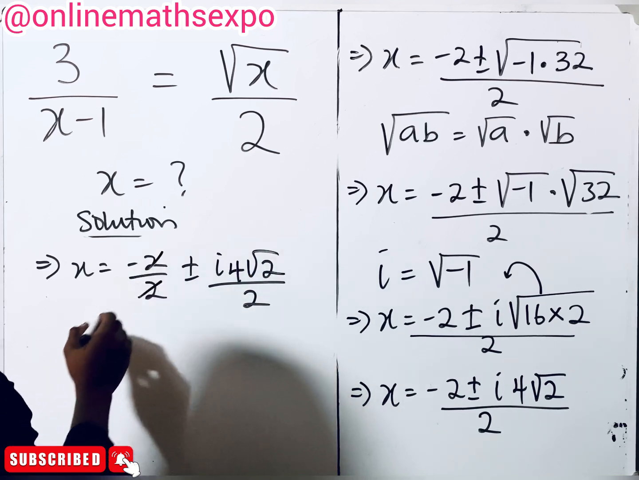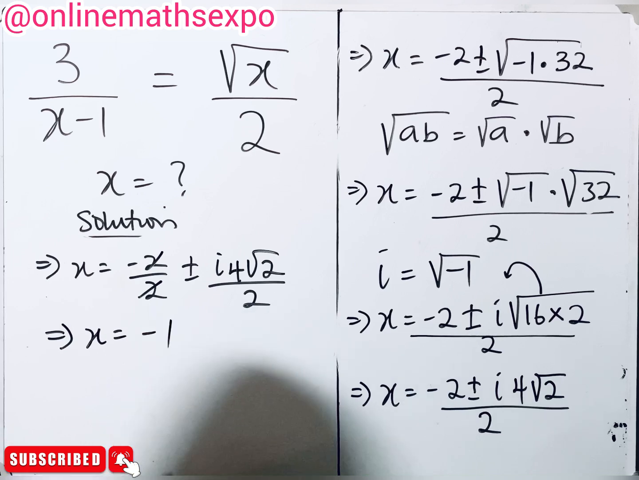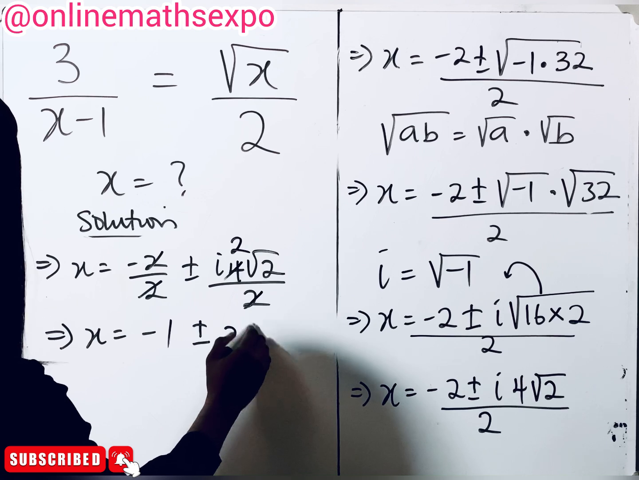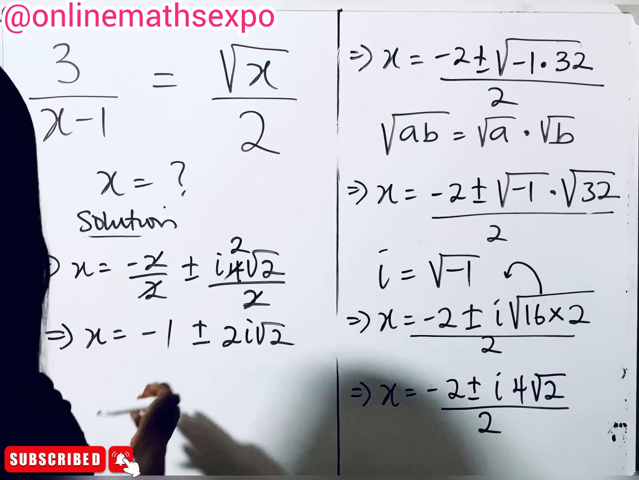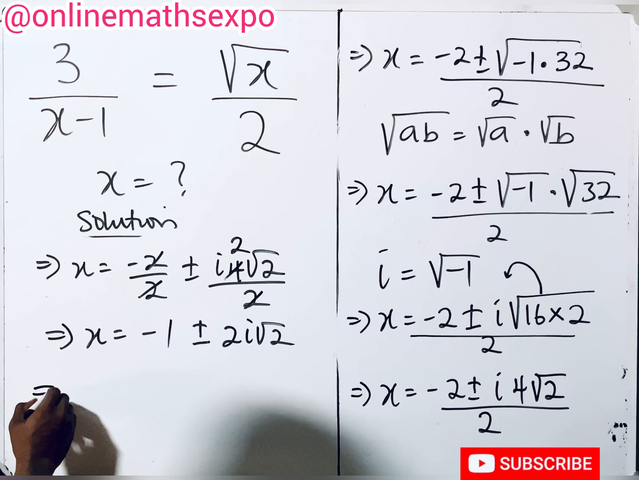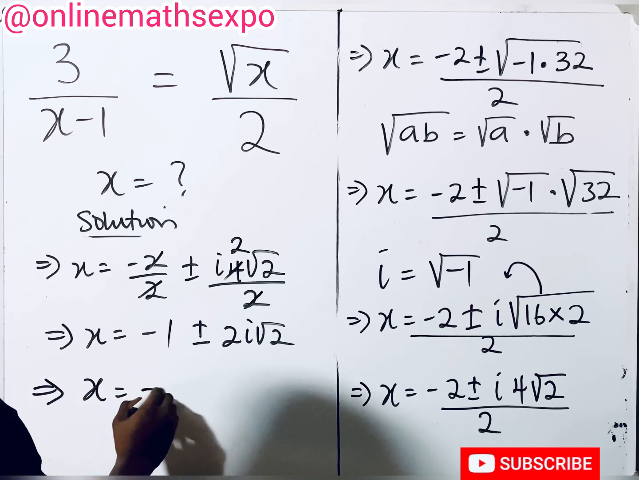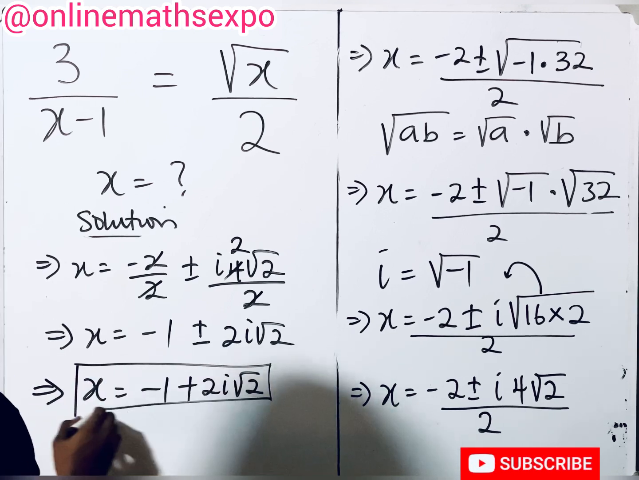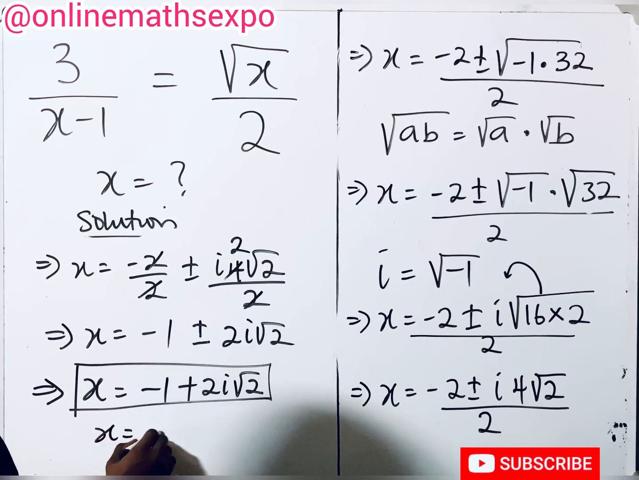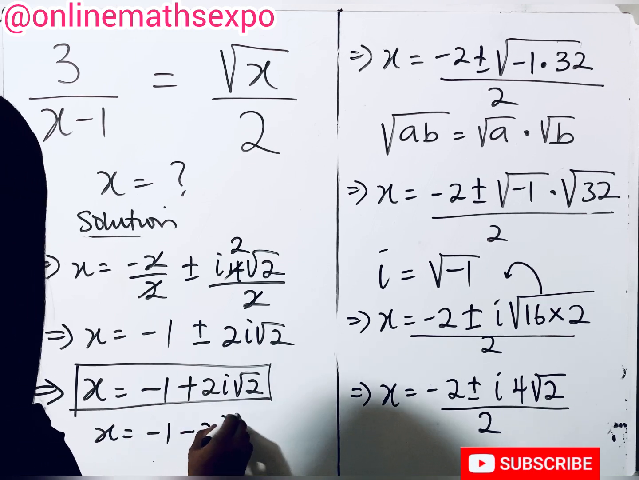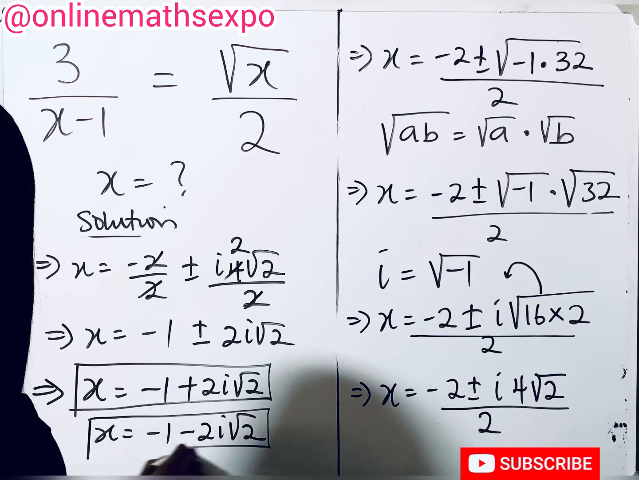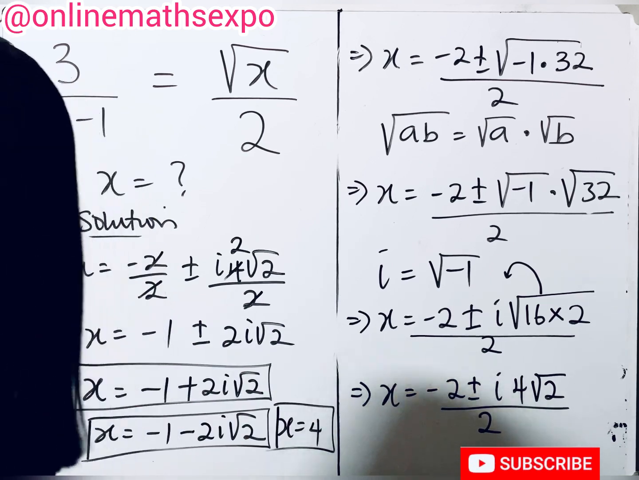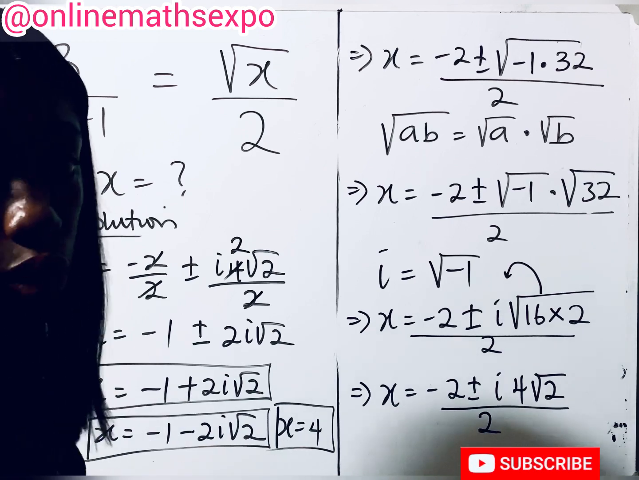To this we divide. So we have x is equal to negative 1 plus or minus, the 4 cancels with the 2 to give us 2, so we have 2i root 2. Did you see it? So x is equal to negative 1 plus 2i root 2. This is another solution for x. Then we also have x is equal to negative 1 minus 2i root 2. This is another solution. Now remember the first solution we got was x is equal to 4. So you observe that we found 3 solutions for the equation because it's a cubic.